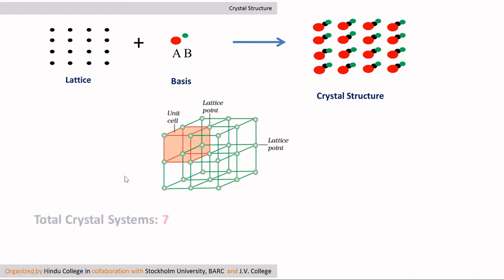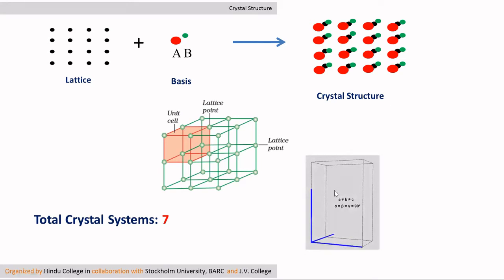And we know that based on the unit cell, crystals are classified into 7 crystal systems. And the criteria used for the classification are the intercepts along the 3 axes and the interplanar angles. For example, in case of orthorhombic crystal system, the 3 intercepts are not equal to each other, but all the 3 interplanar angles are equal to each other and each has value 90 degrees.